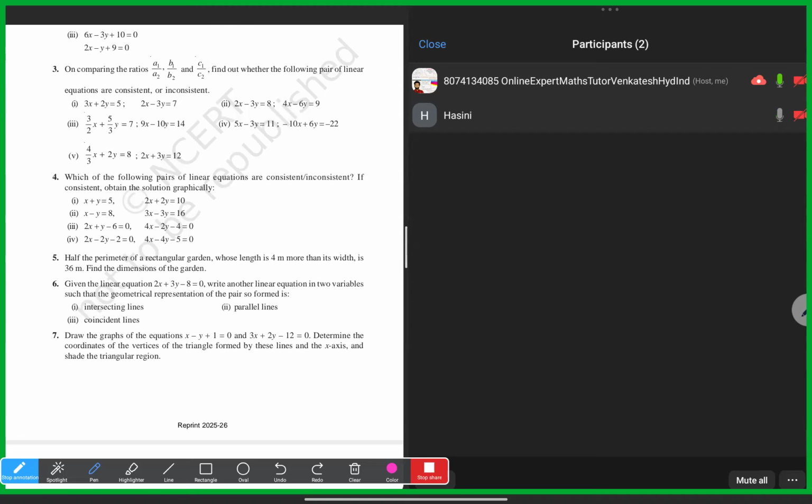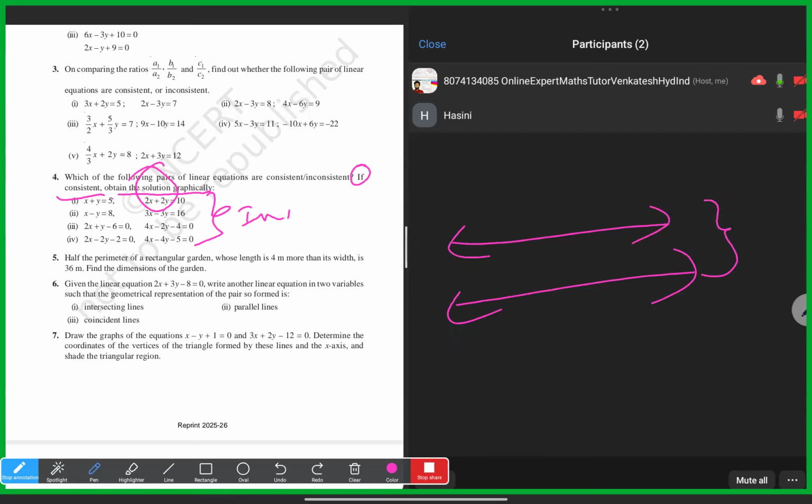Yes, Hasmi, if they are consistent only, we should draw the graph and find the solution from the graph. Solution from the graph means the point where they meet. That point is a common solution for the lines. If they're coincident, every point in common will be a solution. If any of these is inconsistent, we need not draw the graph, because the lines are parallel and you will not get any common solution.